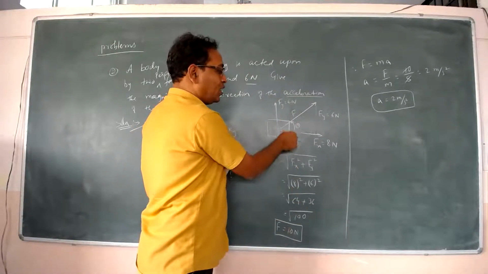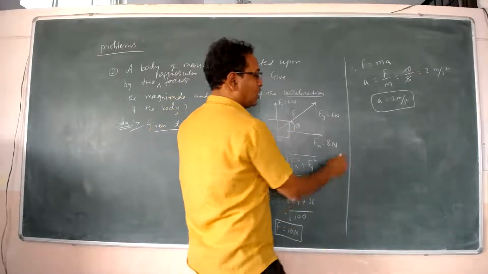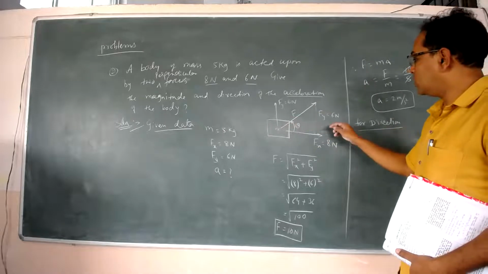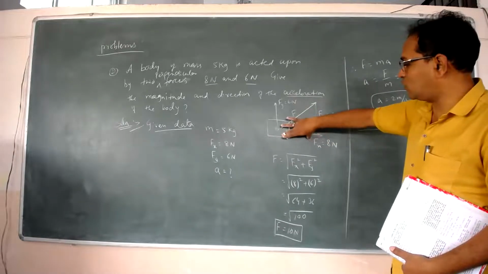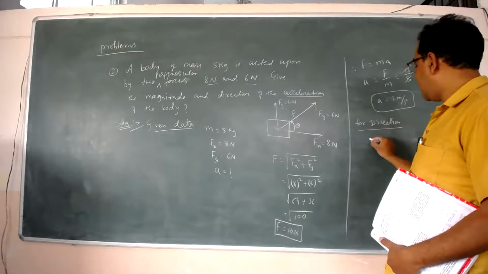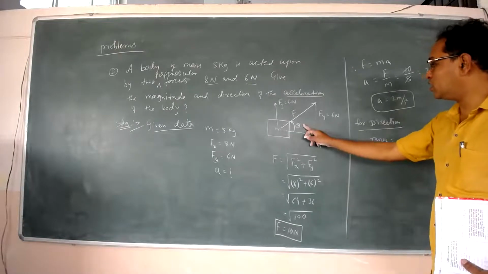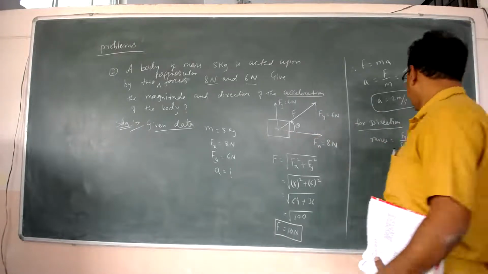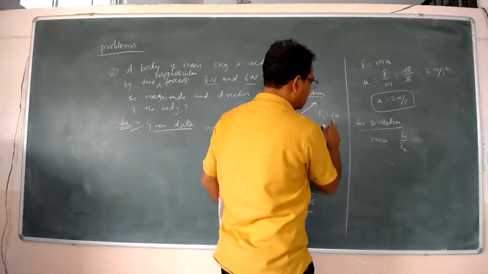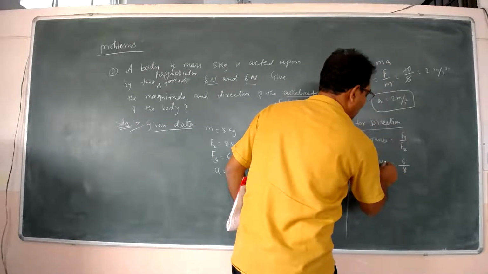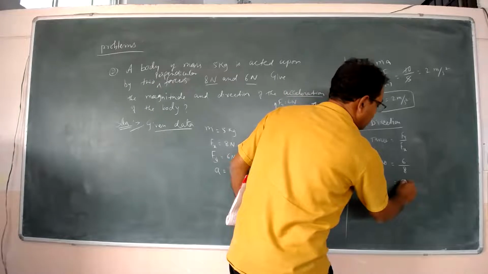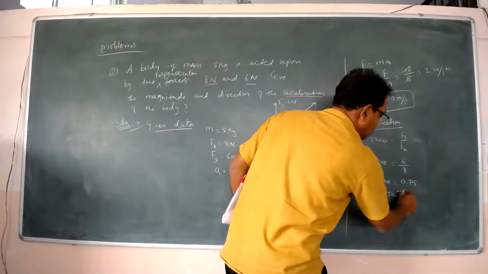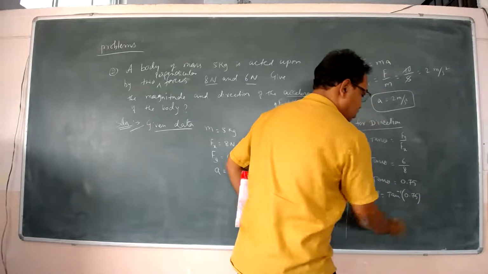So to calculate the direction, we have to calculate the angle. For the direction, we have to take the components, we know Fx and Fy. So we can take tan theta, which is equal to Fy by Fx, perpendicular by base. Fy is 6, Fx is 8. So tan theta is equal to 6 by 8, which can be written as 0.75. Therefore, tan theta is equal to 0.75, and theta is equal to tan inverse of 0.75. So this is the direction.